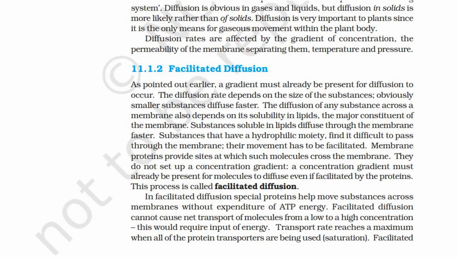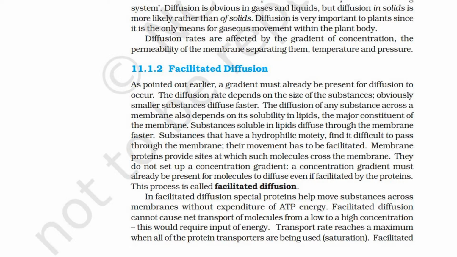Facilitated diffusion. As pointed out earlier, a gradient must already be present for diffusion to occur. The diffusion rate depends on the size of the substances. Obviously, smaller substances diffuse faster. The diffusion of any substance across a membrane also depends on its solubility in lipids, the major constituent of the membrane. Substances soluble in lipids diffuse through the membrane faster. Substances that have a hydrophilic moiety find it difficult to pass through the membrane, their movement has to be facilitated.